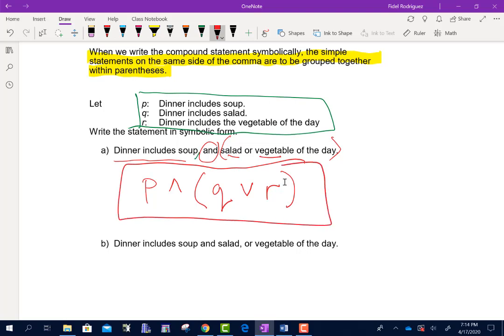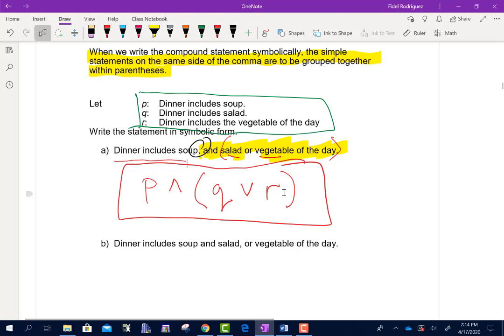Now again, I put the Q or V in parentheses because they were on this side of the comma, right? So I know I put my little, there you go. You can see the comma right here. And since there's two things to the right of it, those two things get grouped together, okay?